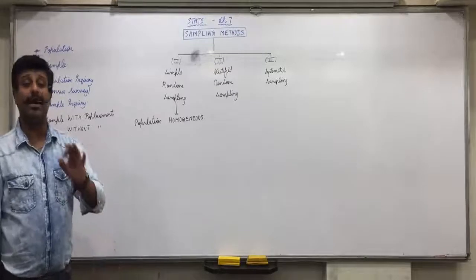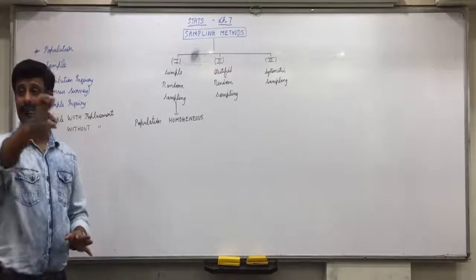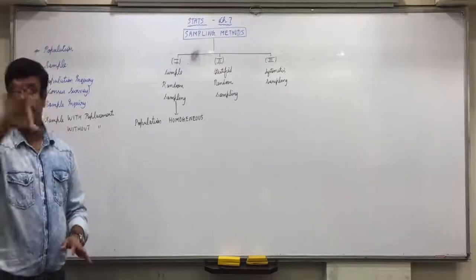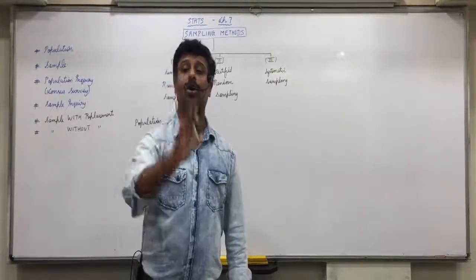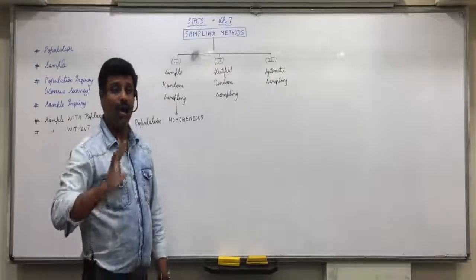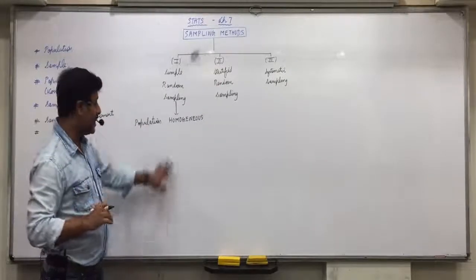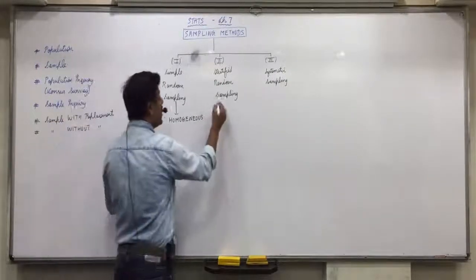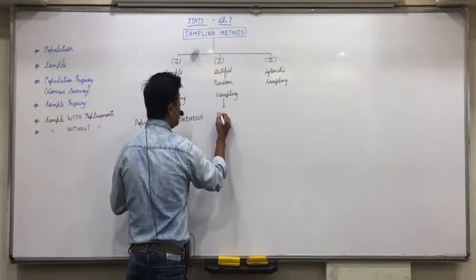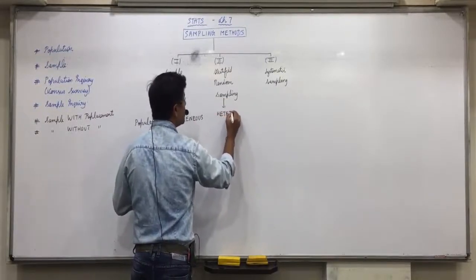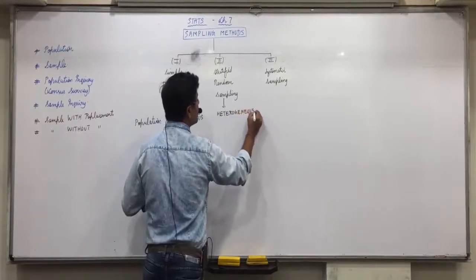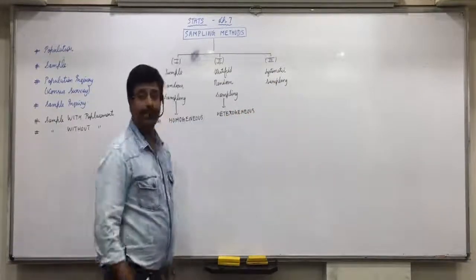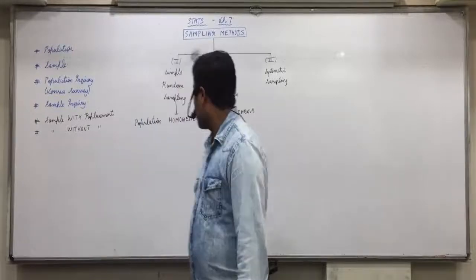Homogeneous means similar, alike. Like I gave the example, 11th commerce. All of you are homogeneous in the sense that all of you belong to 11th commerce. You all have similar characteristics. Did you understand? That is homogeneous. Stratified is done when the population is heterogeneous. This I'll explain later. Understand the first two.